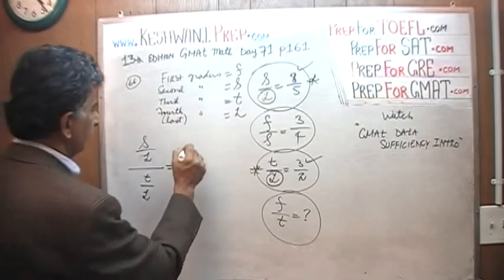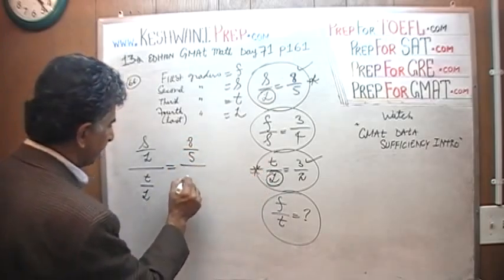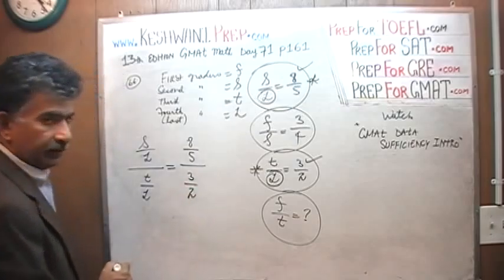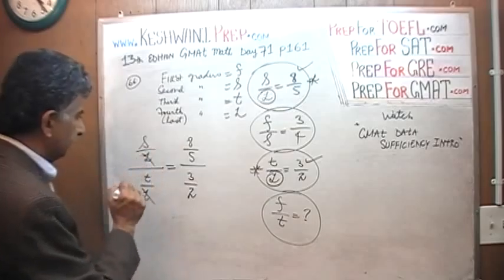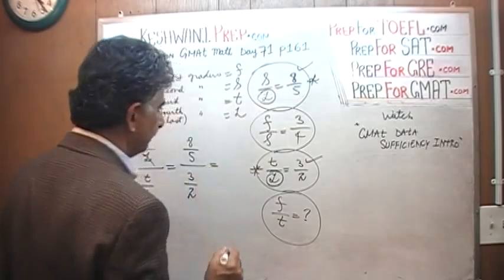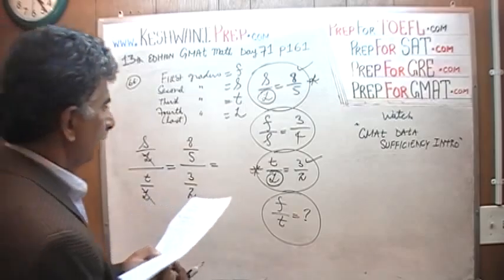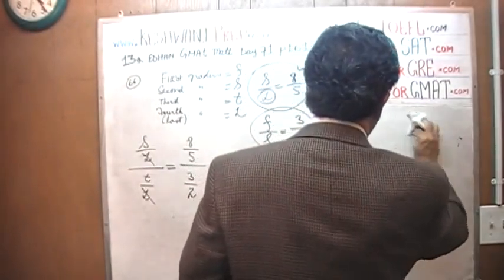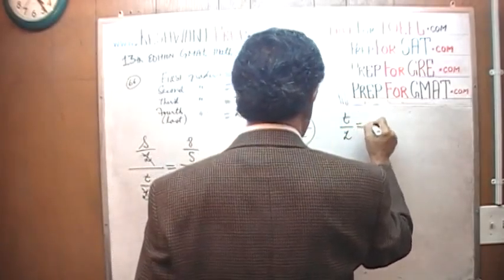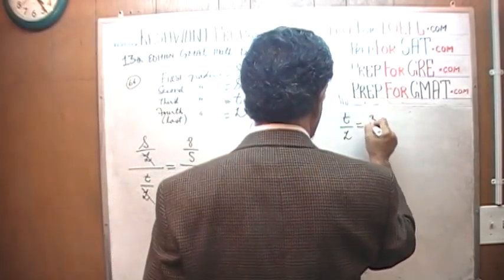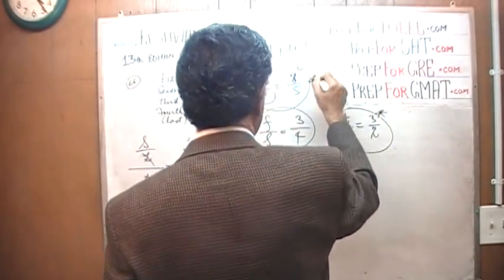S to L is 8 to 5, and T to L, the third grader, the last grader, is 3 to 2. And now you can see the L cancels out, and you get S to T. I shouldn't have started out like this because I need the room. Let's squeeze this here. T to L is 3 to 2, which is what we're combining this with.